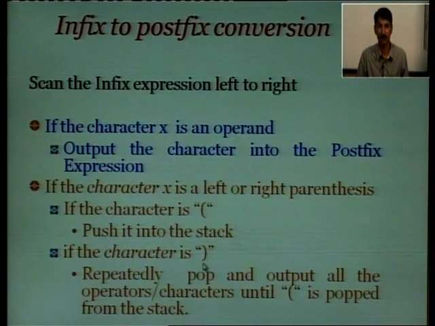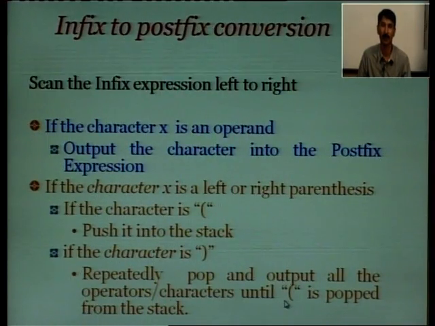Now, I repeat this. If it is a starting bracket, you can straight away push the element on the stack. If the incoming symbol happens to be a closing bracket, then whatever elements are already in the stack, you start popping them until you get the starting bracket on the top of the stack. So, if there are two symbols, I will pop those symbols, and then the third symbol is a starting bracket, you will immediately pop this also and discard both the brackets. This is an important rule whenever you get a closing bracket.